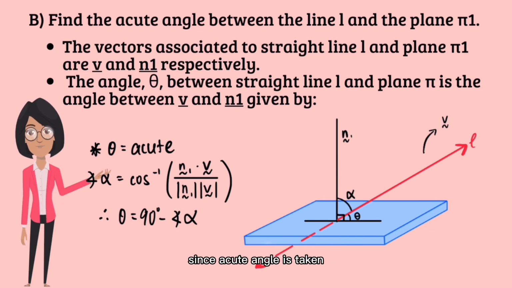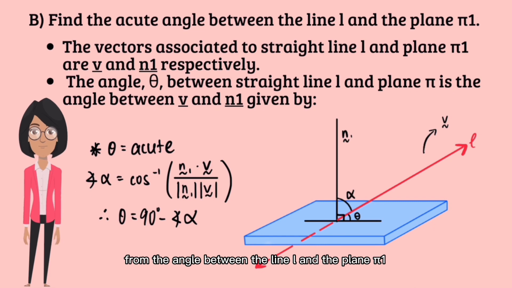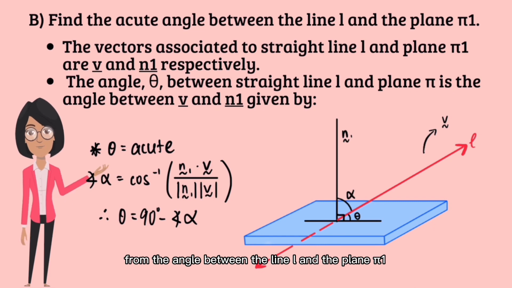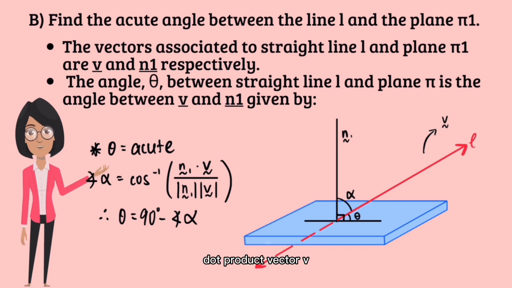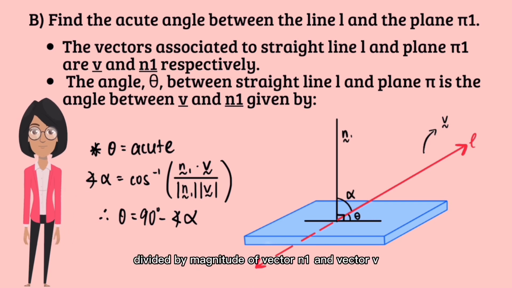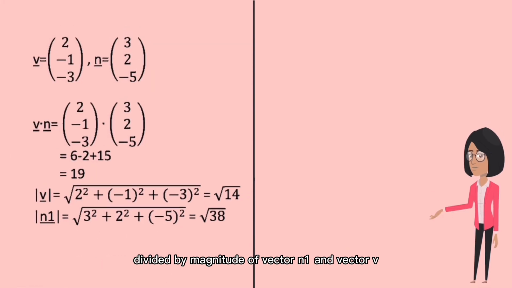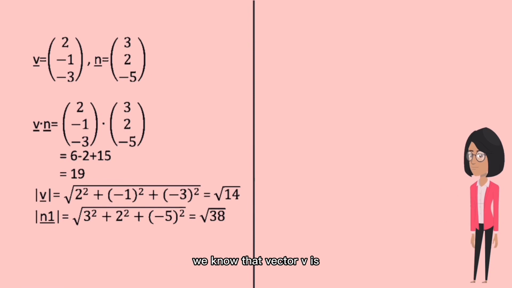Since the acute angle is taken from the angle between the line L and the plane pi1, alpha equals the inverse cosine of the dot product of vector n1 and vector v divided by the product of the magnitudes of vector n1 and vector v. From the parametric equations of line L, we know that vector v is (2, -1, -3), and from the Cartesian equation of plane pi1, we know that vector n1 is (3, 2, -5).